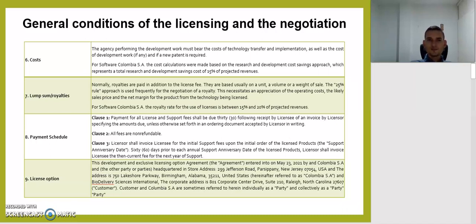between 15 and 20 percent of the projected revenue. And the following items are payment scheduling.